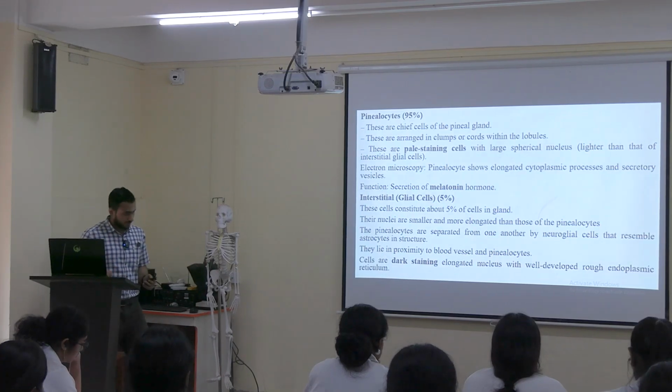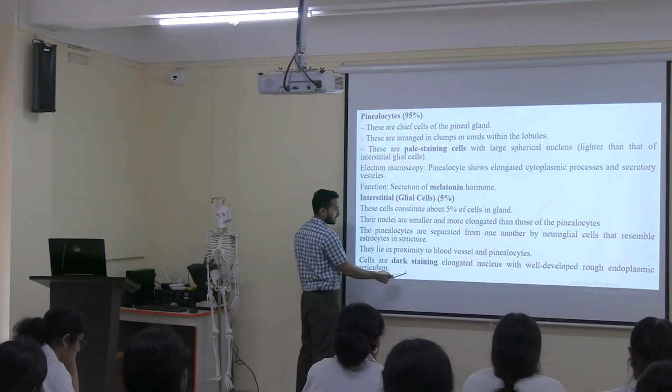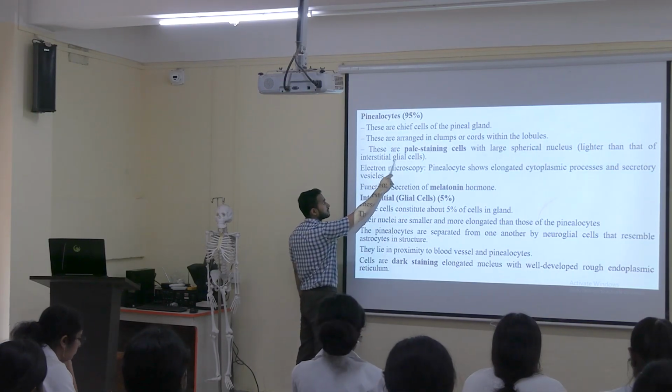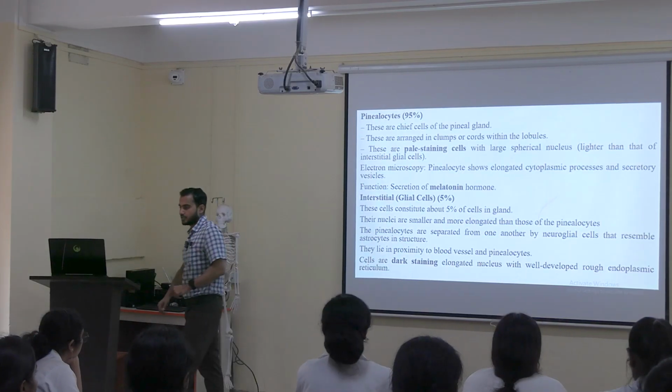These cells are dark staining with an elongated nucleus. So this particular type of cells, interstitial cells, first of all, the number is less, and they are darkly stained. Pinealocytes are pale stained and more in number. So like this they can easily be differentiated.